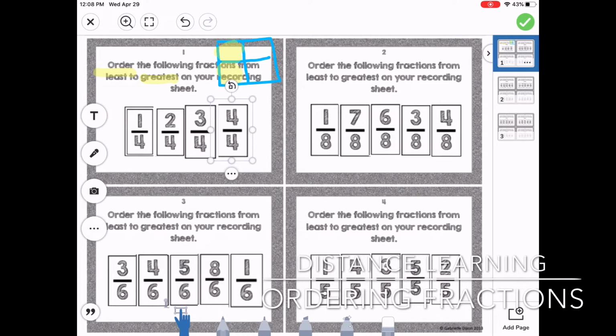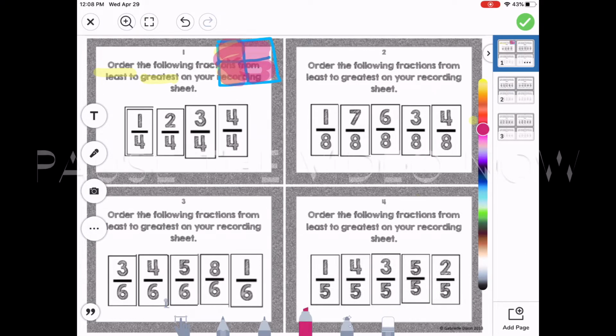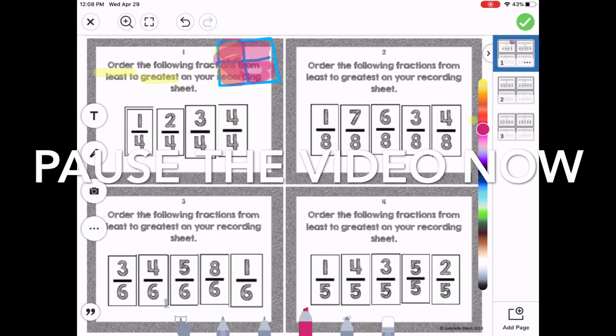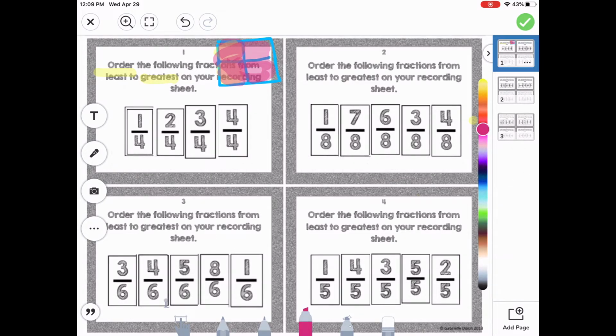So these fractions are now in order from least to greatest because 1/4 would be as if you had 1 of the fraction shaded in, 2/4 would be half of the fraction shaded in, 3/4 would be the next largest, and 4/4 would be like having the whole thing shaded in, or one whole shaded in. So go ahead, pause the video now, answer the rest of the questions, and then you can come on back and check your answers to see how you did.